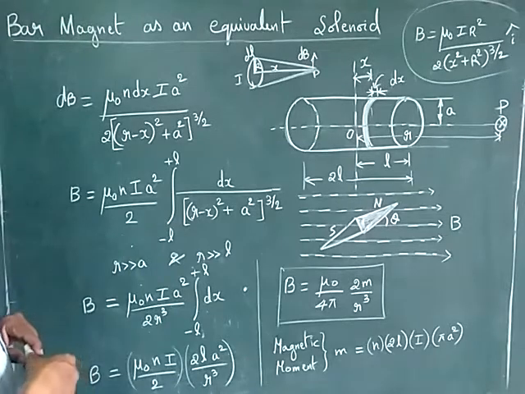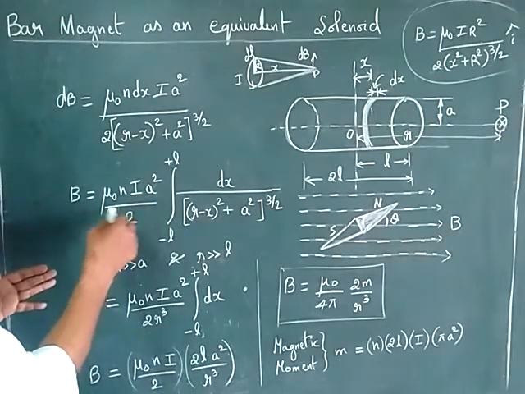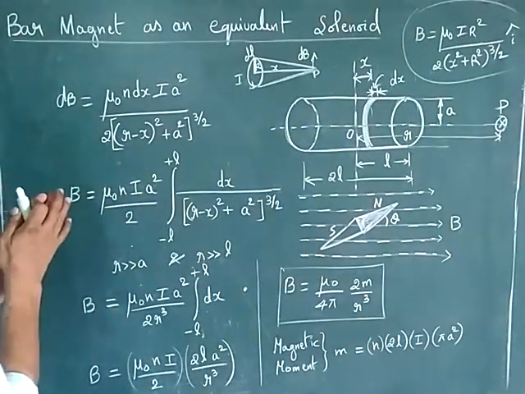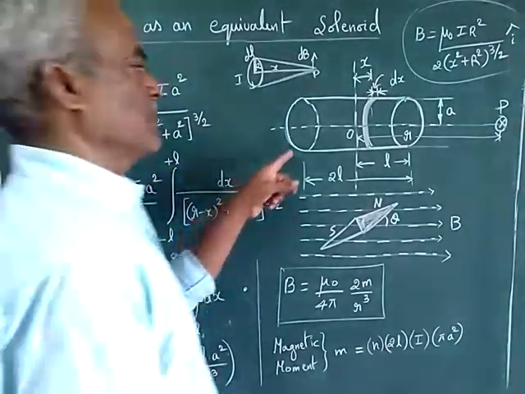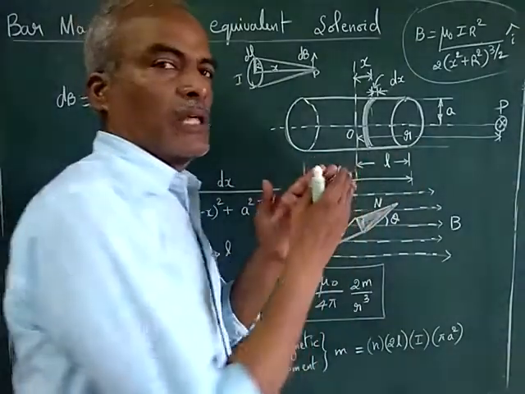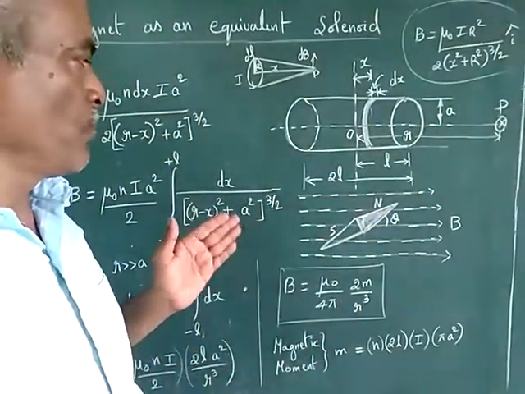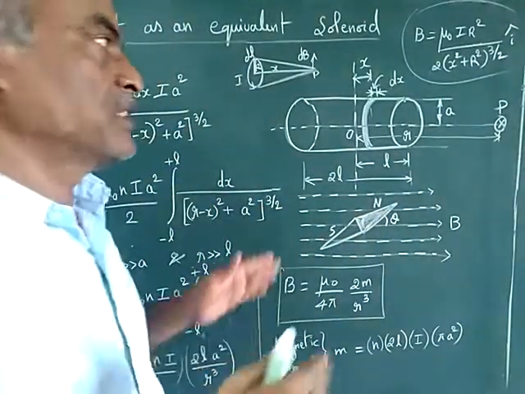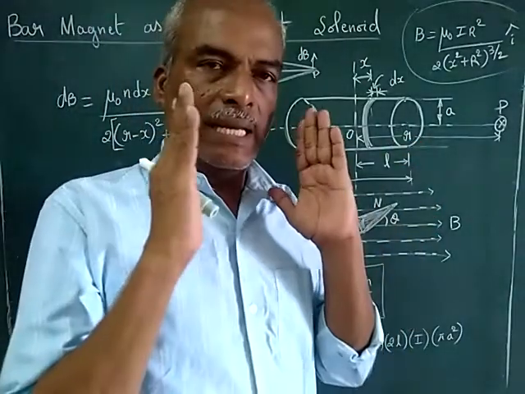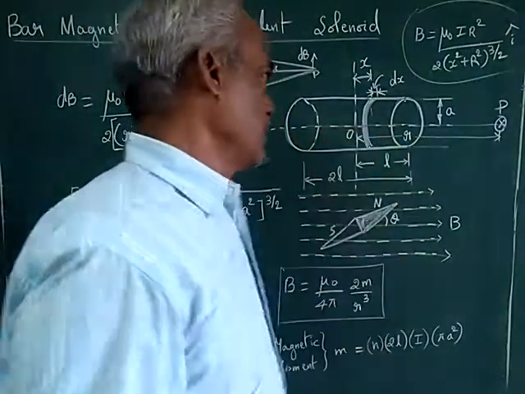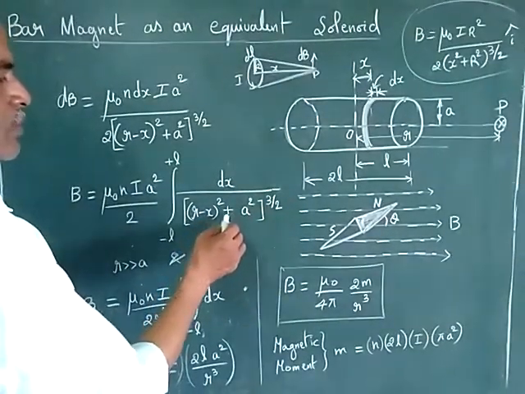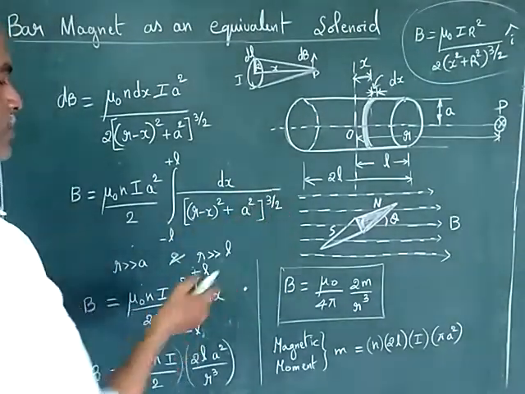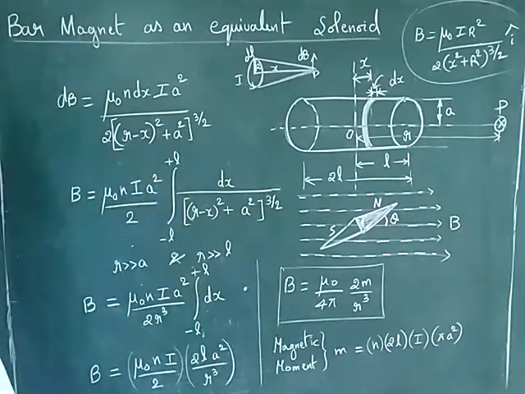Now mu naught n I a square by 2, all these terms are constant. So we integrate from minus L to plus L. This is minus L, this is plus L, therefore the total length will be 2L. We do the integration so that we get the result for the entire length of the solenoid. Now we have dx divided by r minus x the whole square plus a square whole power 3 by 2, with this lower limit and this upper limit.